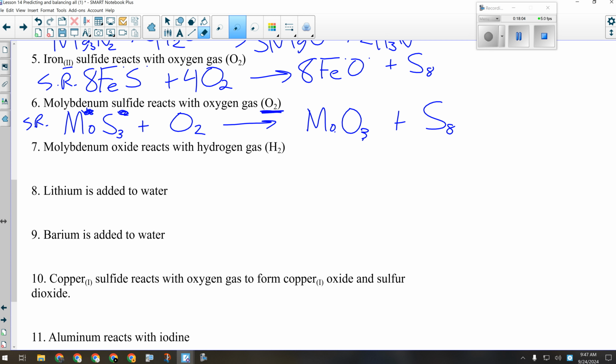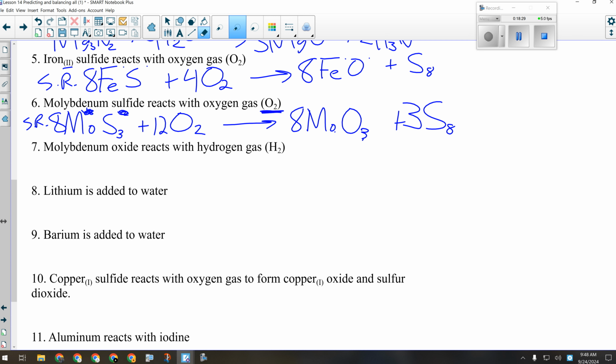Right, I got 8 sulfur in the products and 3 in the reactants. Lowest common multiple? 24, yeah. So I'm going to put an 8 here and a 3 here in order to do that. 8 molybdenums there, 8 molybdenums there. That gives me 24 oxygens. What do I need to put here? 12. Right. Okay, so some big, big numbers there.